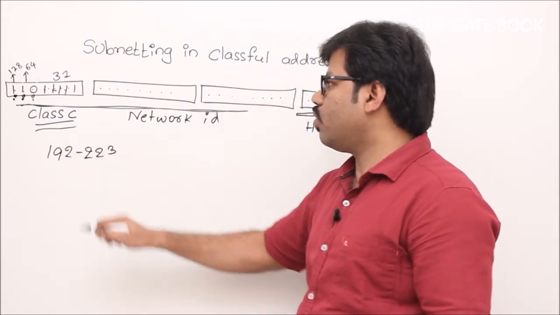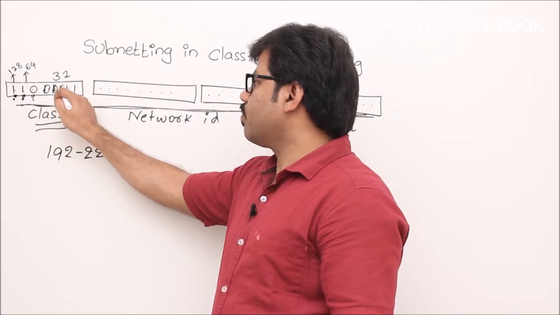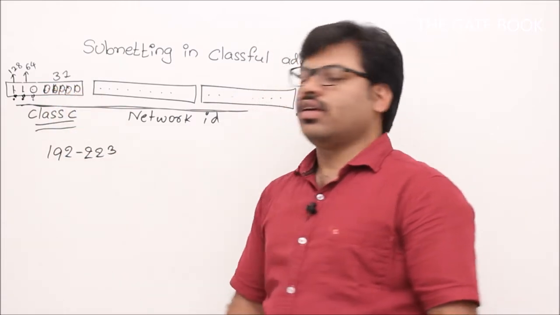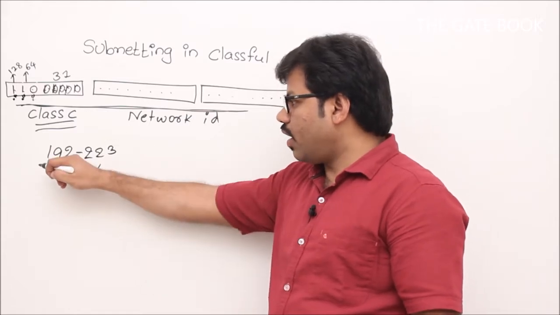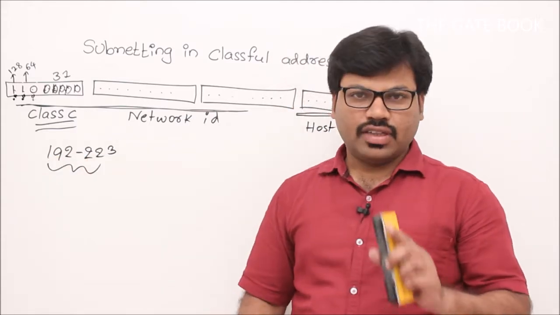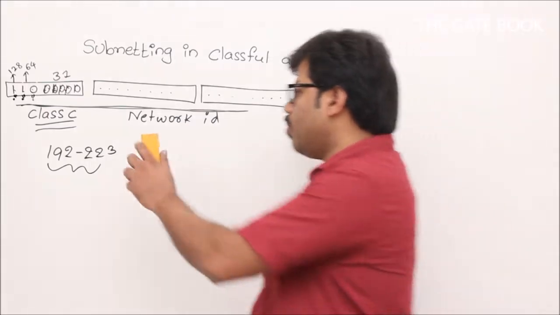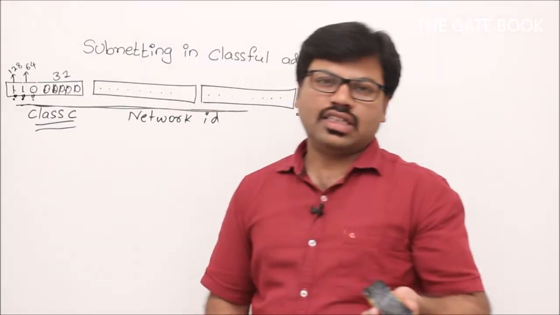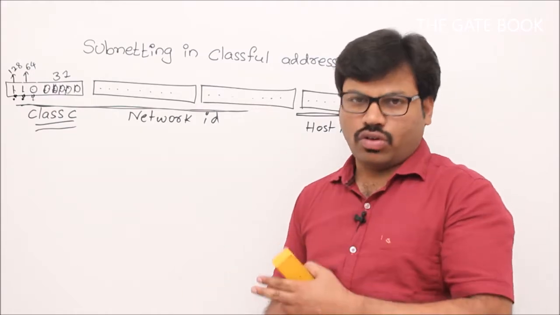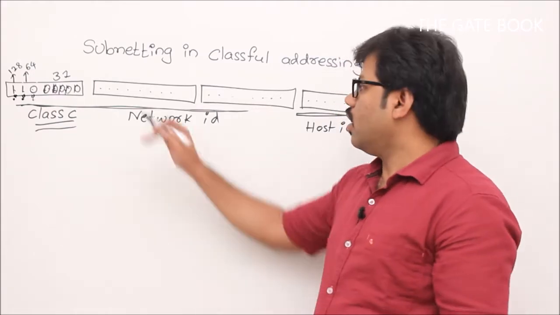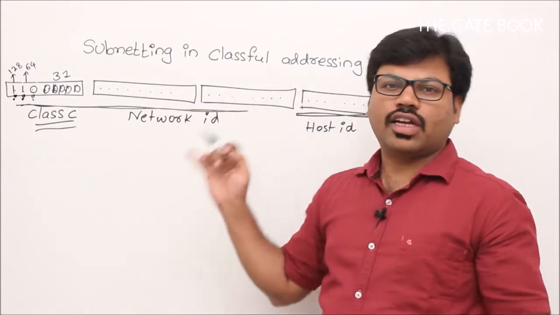When will it be 192? If all these 5 bits are zeros, you are going to get 192. That's why by seeing a value between 192 and 223, I can say whether it is class C or not. So remember, from now onwards every class C network will fall between 192 and 223 in the first octet. The second, third and fourth octets can be anything.